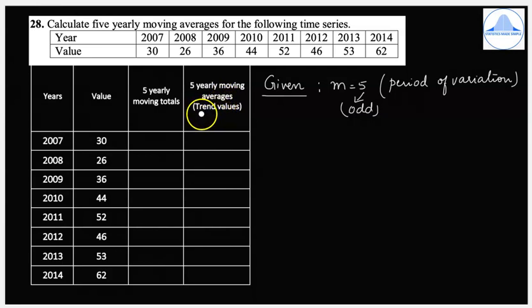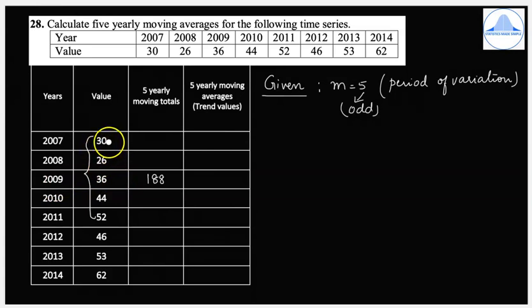But if it is a 3-yearly moving average problem, again 3 is an odd number. In that case, you will need 3-yearly moving totals and 3-yearly moving averages, which are nothing but the trend values. So it's quite simple. The first step is to add the first 5 values corresponding to the 5 years and write it corresponding to their middle year. So add 30, 26, 36, 44 and 52. Now the middle year for these 5 values. So if I add these 5 values, the middle year will be 2009. So when I add these 5 values, I get the total as 188. So it is very important that you write the totals corresponding to the middle year.